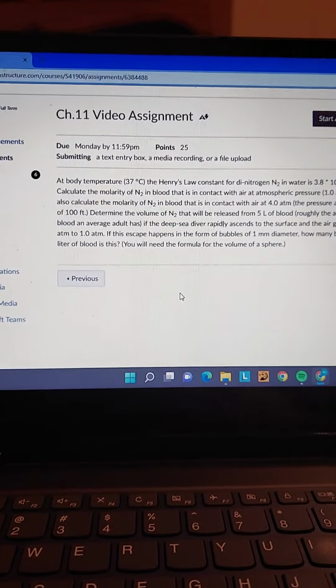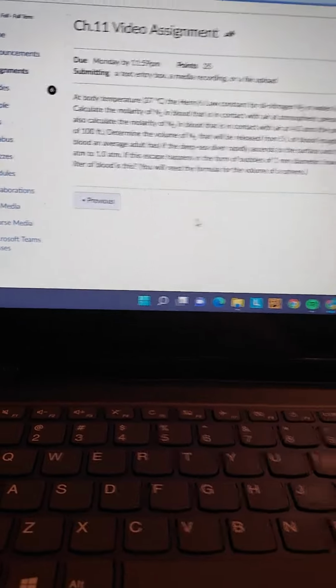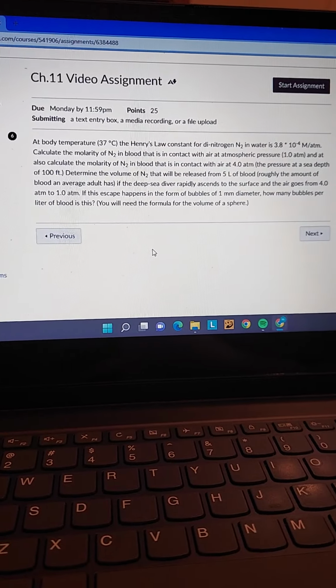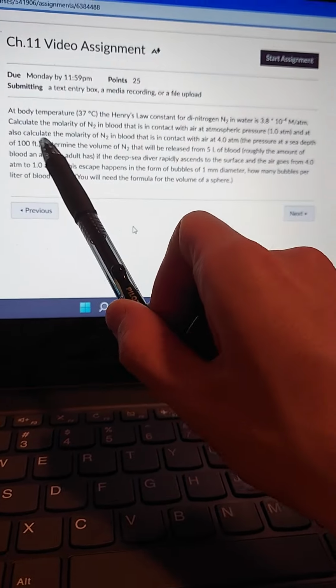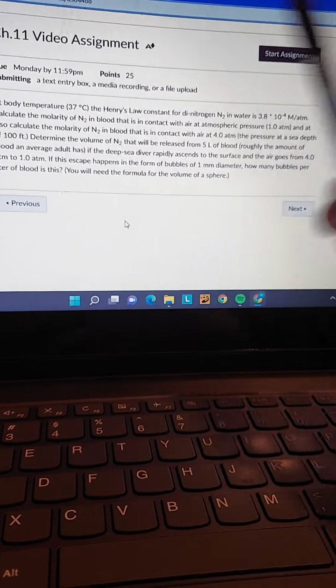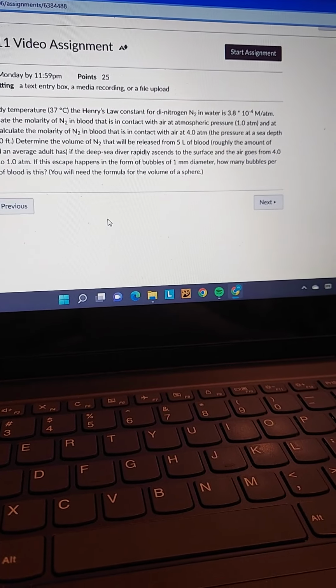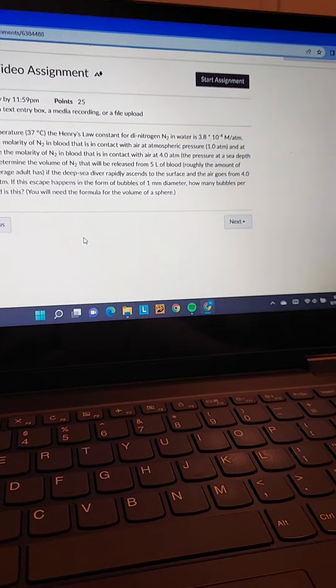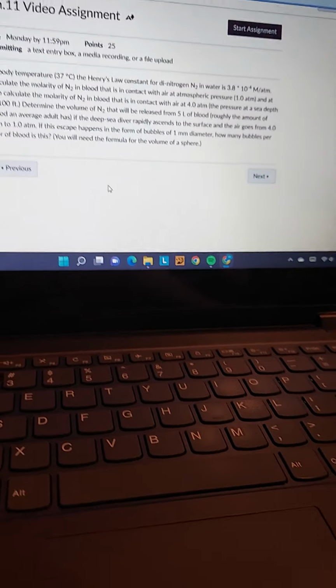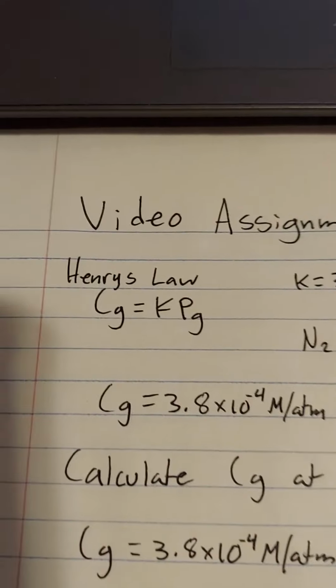This is my explanation for Chapter 11 video assignment. So the first thing it wants us to figure out is to calculate the molarity of N2 in blood that is in contact with air at atmospheric pressure, so 1 atm. And the equation we're going to use for that is Henry's law.